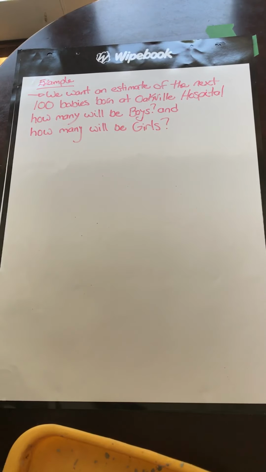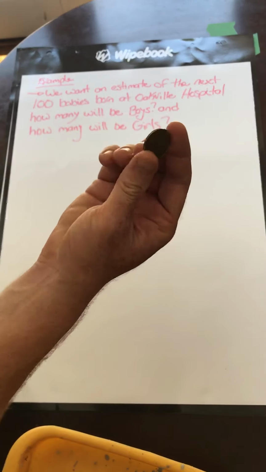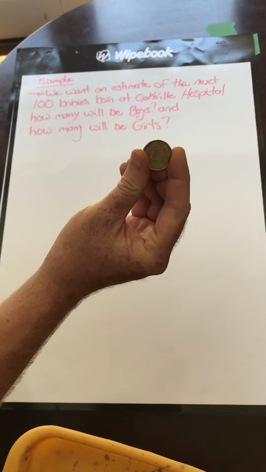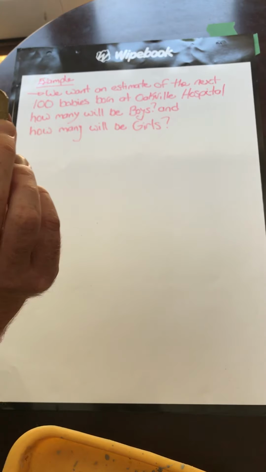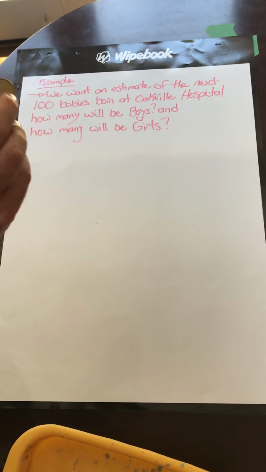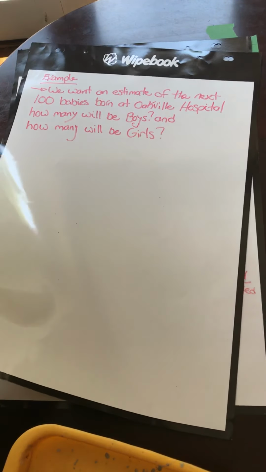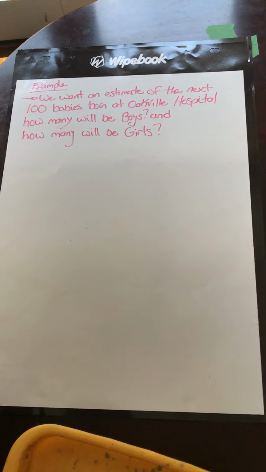So a baby being born has 2 equally likely outcomes. It could either be a boy or it can be a girl. And so we want to conduct a simulation that is the same as that. And what could we use? Well, we could use a coin because it has 2 sides. We could say heads is for a boy and tails is for a girl.